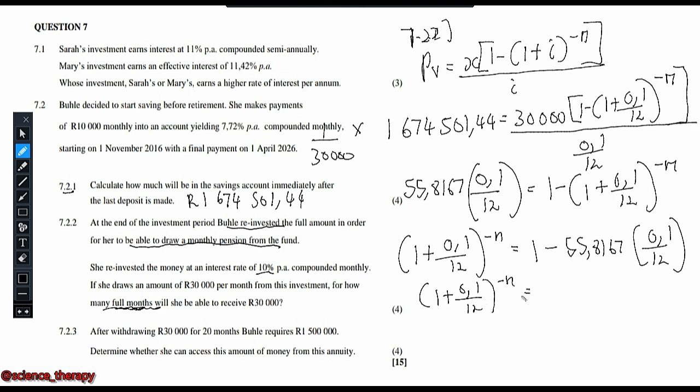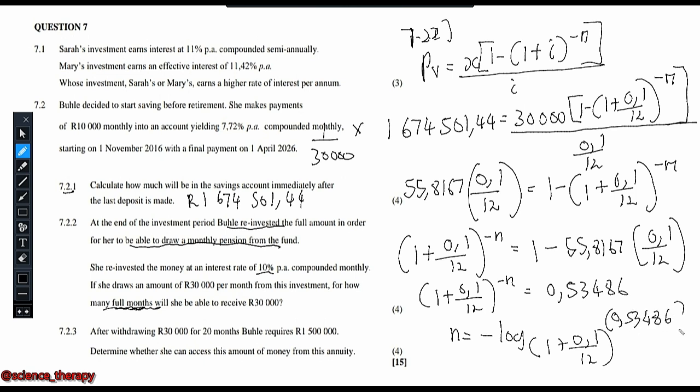So we find that our value is equal to 0.53486, 5 decimal places. Then to calculate n, it's n is equal to negative log base 1 plus 0.1 over 12, and then put this one here, 0.53486. Right. Now when you punch that in your calculator, it gives you 75.40. But then remember, I made you note that they said full months.